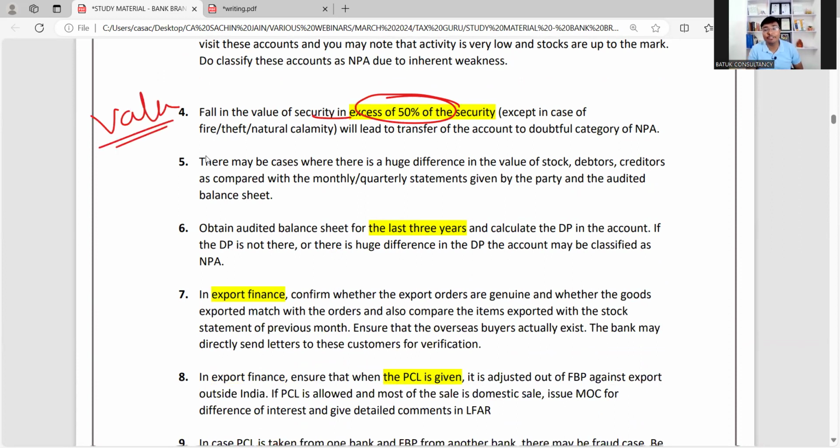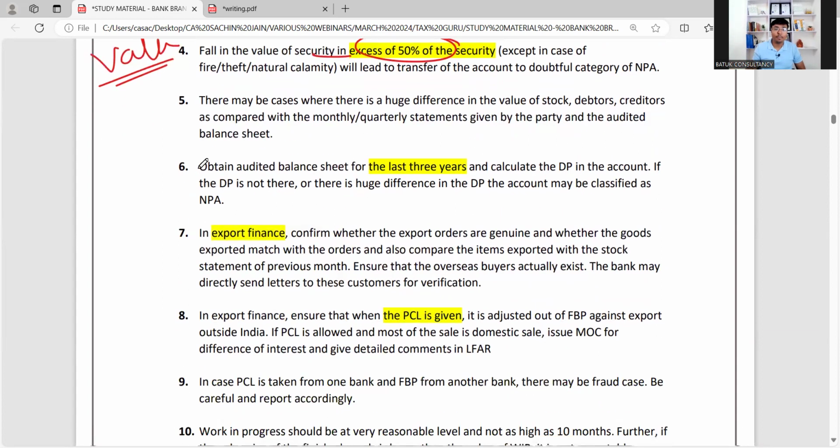Through that valuation report, if we find there is a decrease in the current valuation from the last valuation, in that case the account should be classified as NPA. There may be cases where there is a huge difference in the value of stock, debtors, creditors as compared to the monthly and quarterly statements given by the party and the audited balance sheet, so that we can identify the things.